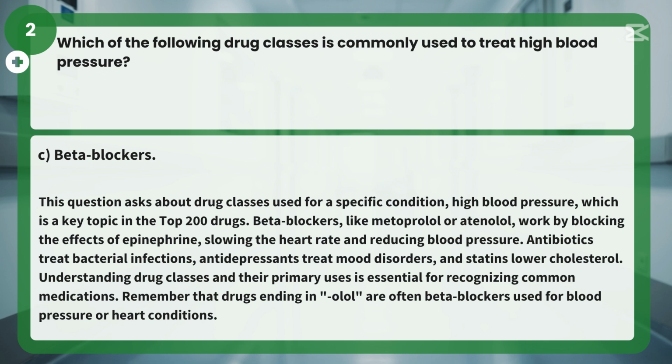Understanding drug classes and their primary uses is essential for recognizing common medications. Remember that drugs ending in olol are often beta blockers used for blood pressure or heart conditions.